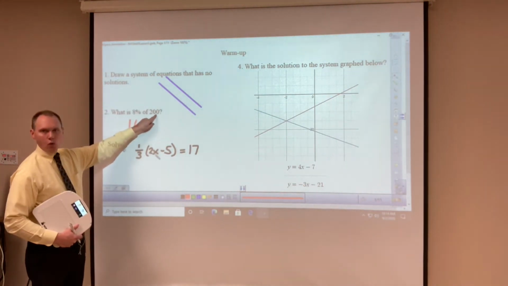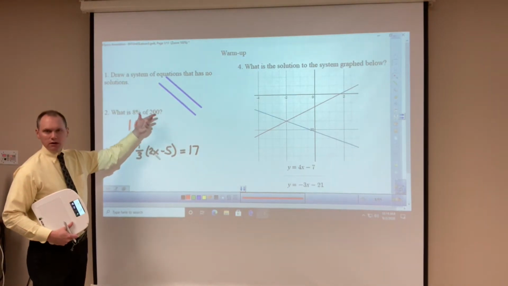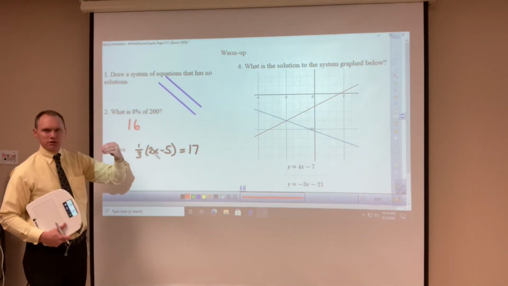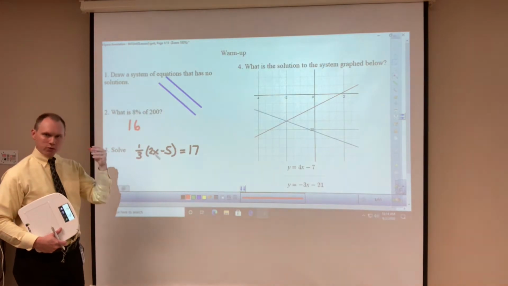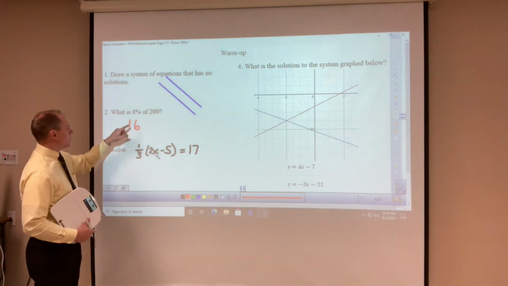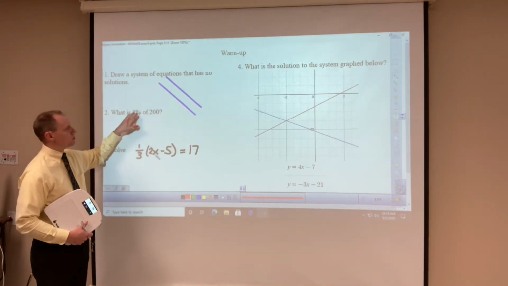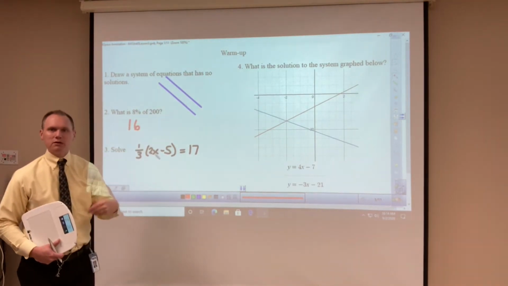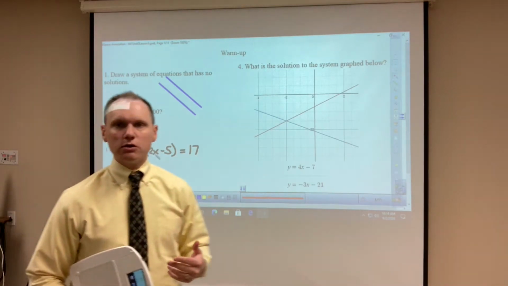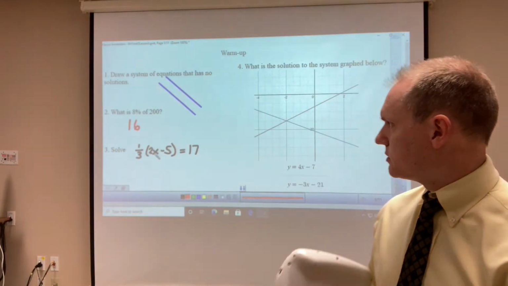8% of 100 would be 8, right? Because 8% means per 100. So for every 100, it's 8. So 8% of 100 would be 8. So 8% of 200, which is double that, would be double 8, which would also be 16. So it kind of confirms our ideas there.